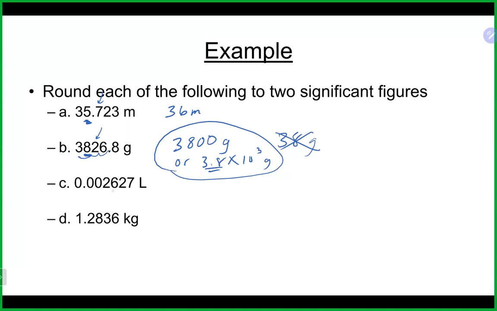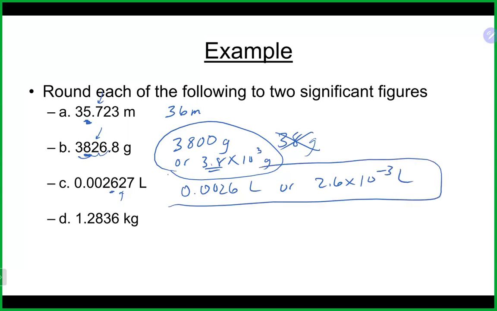Here, second significant figure takes us to the 6. We're going to look at the 2. In this case, we're going to end up with 0.0026, less than 5. Going to drop it. We could also do scientific notation on this one as well. Negative exponent, though, in this case. We can go either way there. And lastly here, 2 is our second significant figure. 8 means we're going to round up to 1.3 kilograms in this case.